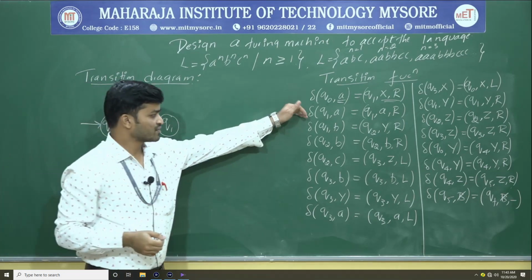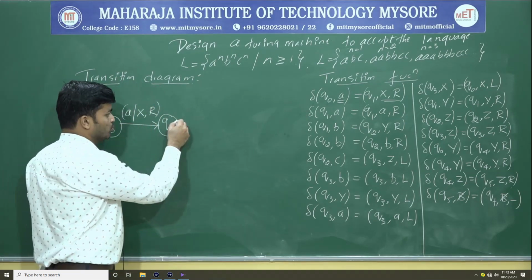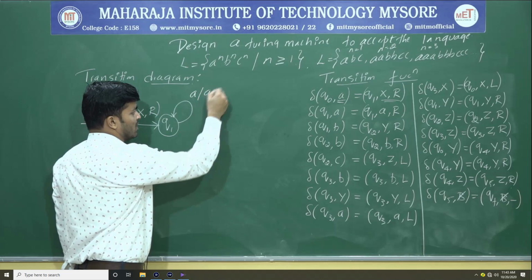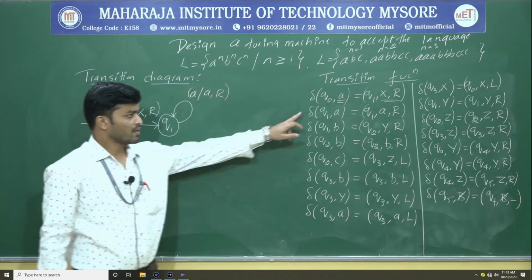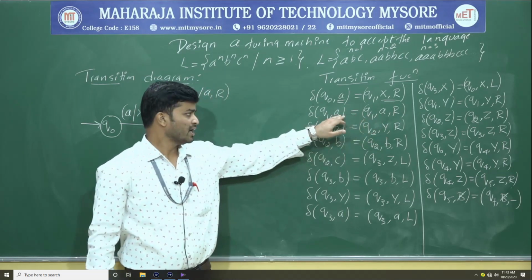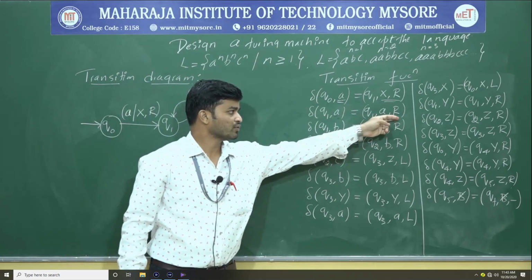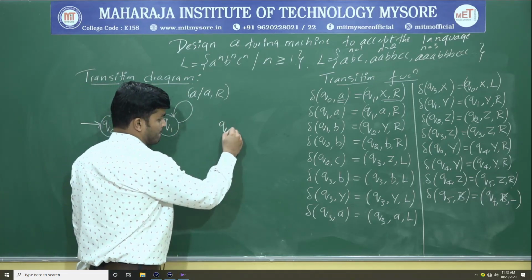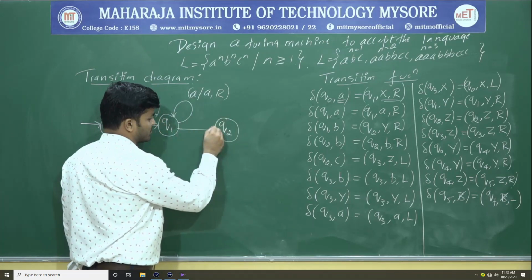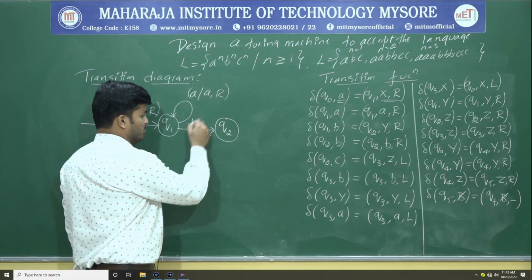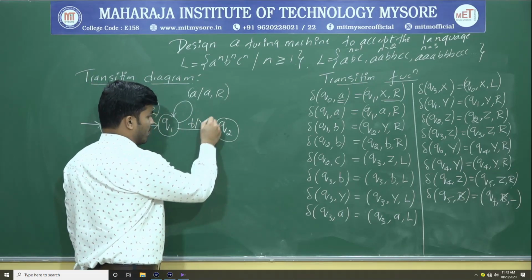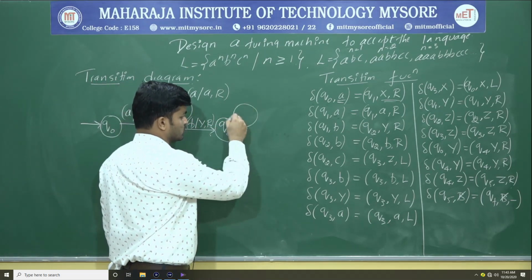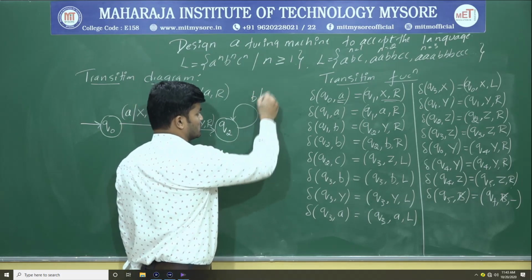Next transition is between Q1 and Q1, so you write a loop. Q1 to Q1, A slash A comma R. First you write A, then you write the slash, then this part. In the same way, next Q1 to Q2. So you take one more state Q2. Q1 to Q2 is B slash Y comma R. Next Q2 to Q2 means you have to go with a loop, so B slash B comma R.